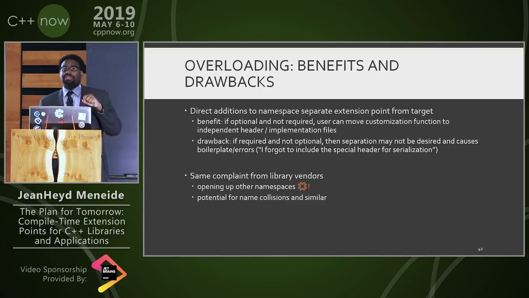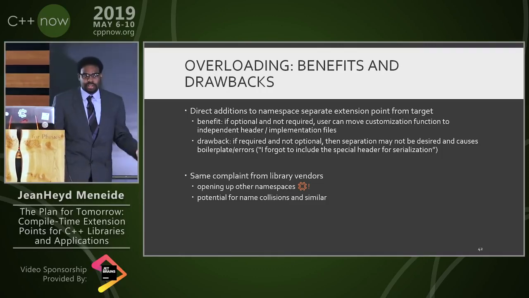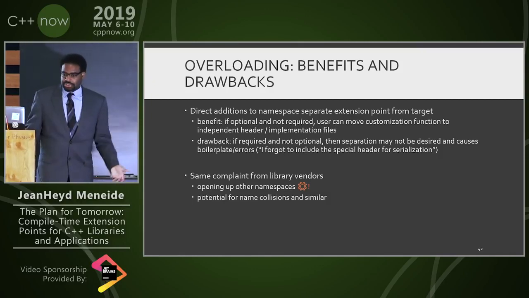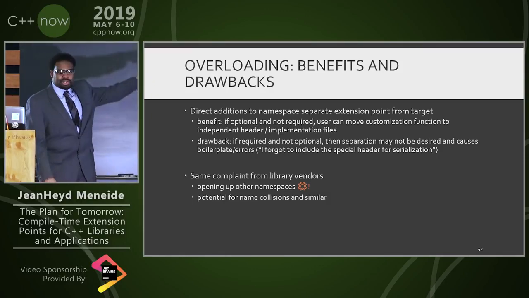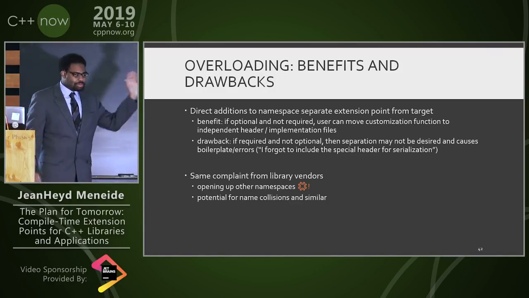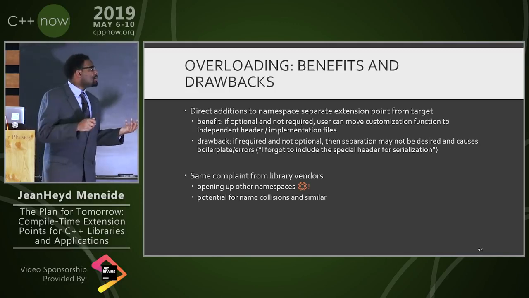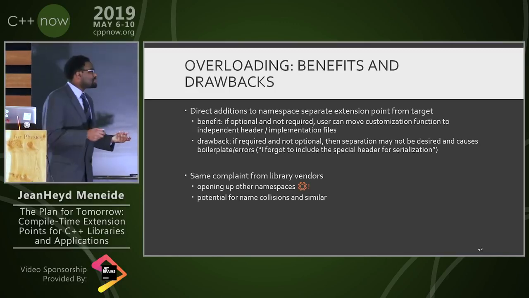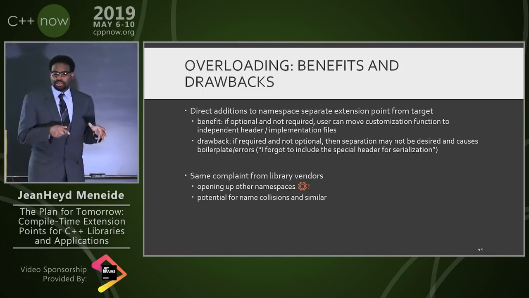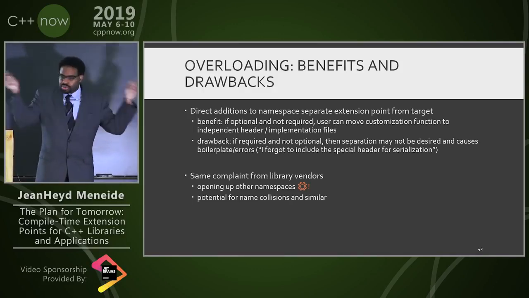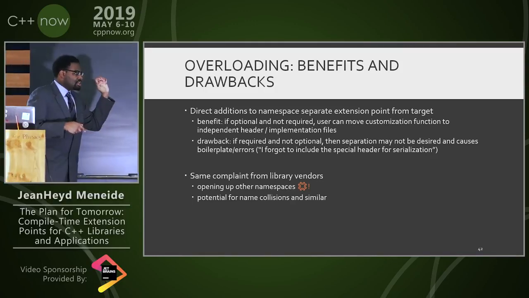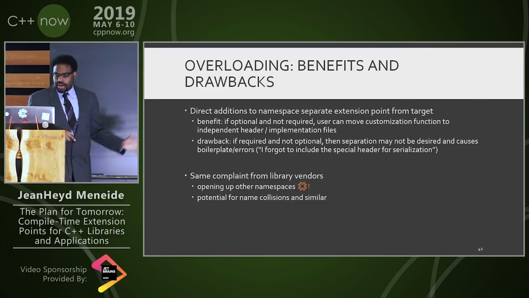So for example, if these customization points are not required, like you include somebody's library, but you don't need the serialization customization points, well, the idea is that you can separate these out and define them somewhere else, like with the namespace opening in a separate header or something, and it's totally fine. The problem is that if you have this and it's required, you need this functionality in order to use the library, period, then you have to drag in all of boost serialization to go with you.